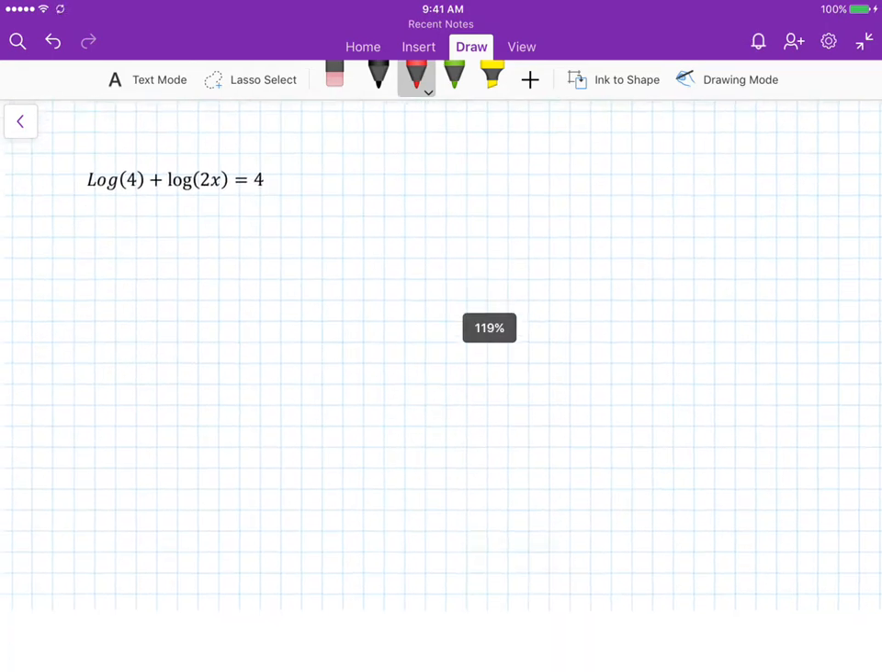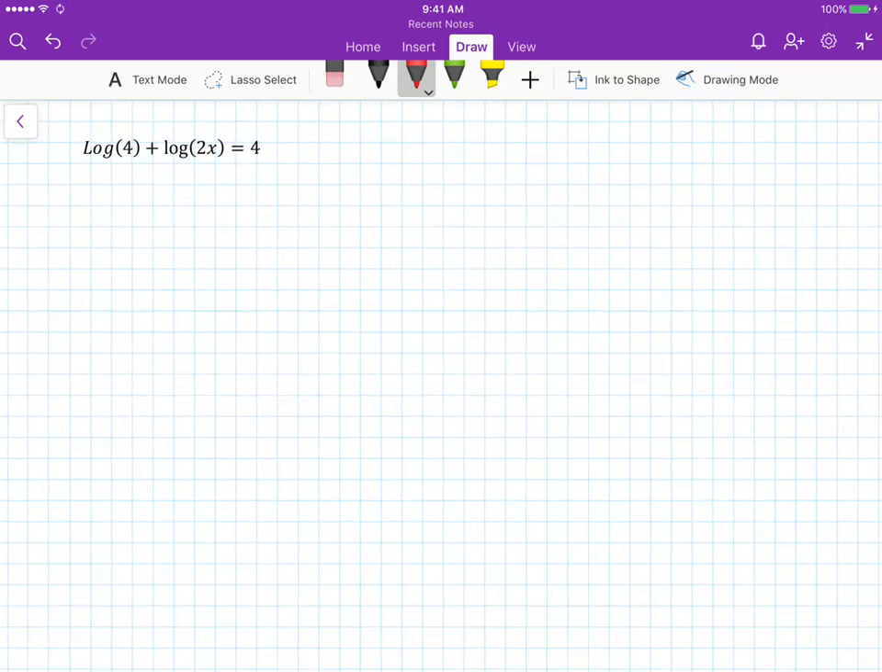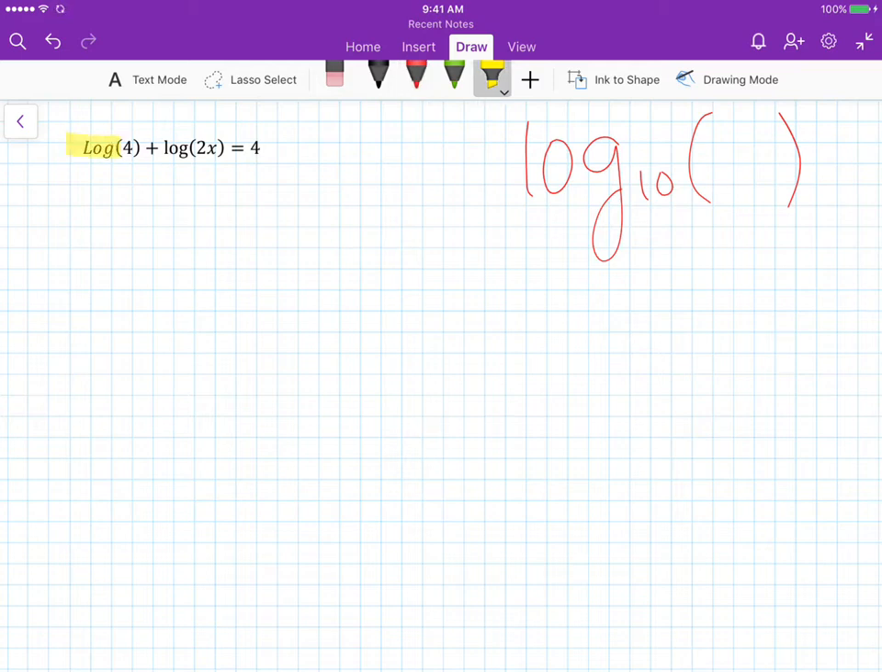Let's take a look at another one. Log 4 plus log of 2x equals 4. Now, I don't see any bases, and if I remember correctly, no base really just means it's a log base 10 of something. So what I can do is, again, treat these two as like terms. They both have log base 10, so I can combine them.